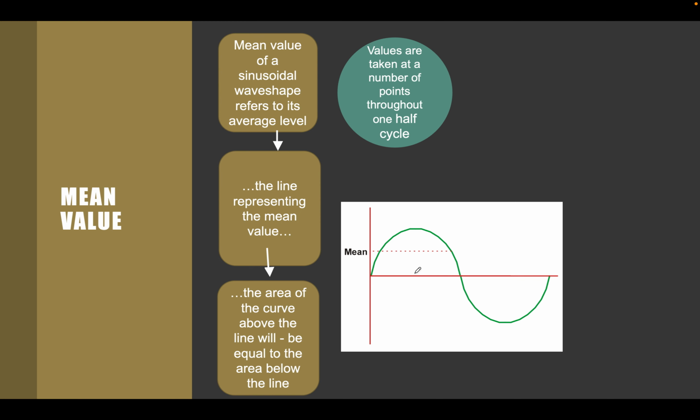Values are taken at a number of points throughout one half cycle. When they say half cycle, they mean this. This is a half cycle here because it's gone into the positive and then it reaches here. So a half cycle, yeah? Half cycle.